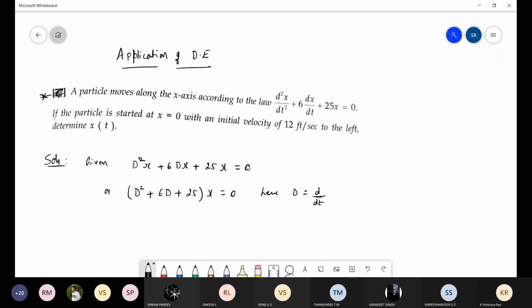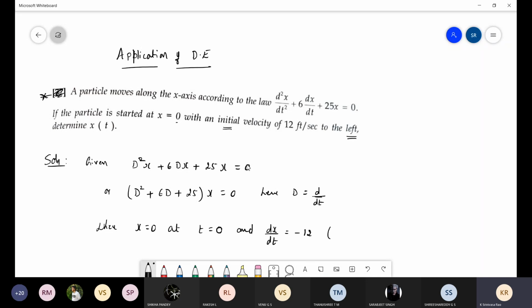Where x equal to 0, it is given. This is very important: x equal to 0 at t equal to 0, t stands for initial time. With the initial velocity mentioned now, when x is 0, t is also 0, and the initial velocity, dx by dt, equals minus 12. Why is it minus? Negative means it is given to the left.